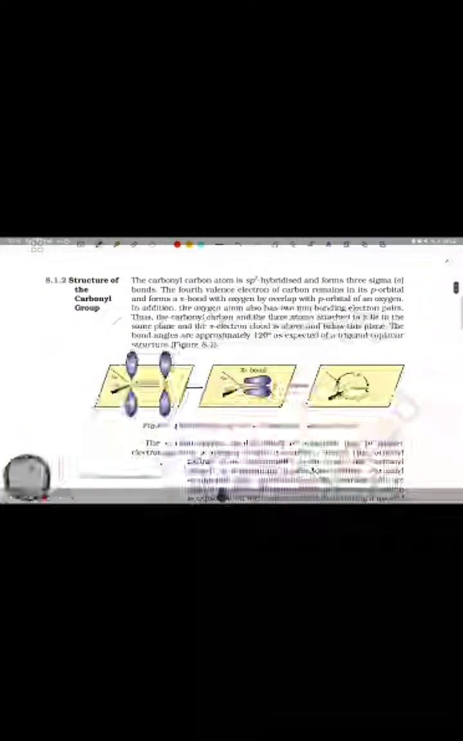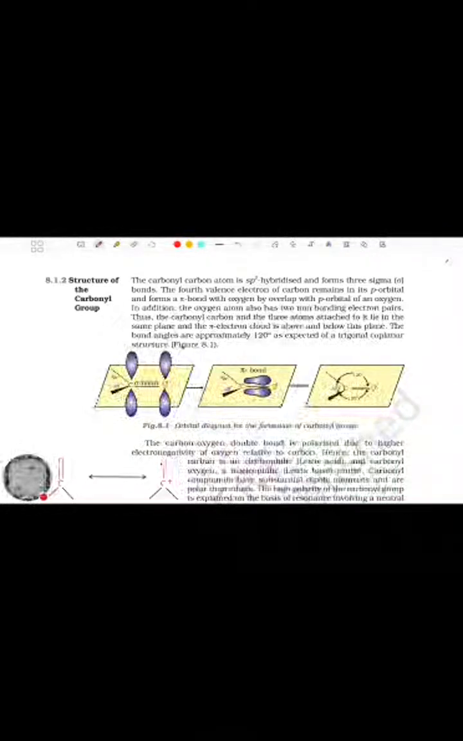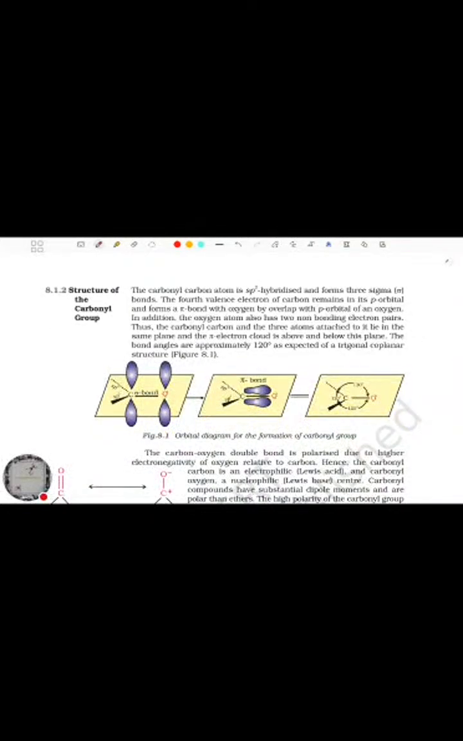Moving on from here, we'll enter into the structure of the carbonyl group. The carbonyl carbon atom is sp2 hybridized and forms 3 sigma bonds. So what they are saying is that the carbon atom is sp2 hybridized, and it forms 3 sigma bonds. The fourth valence electron of carbon remains in its p orbital and forms a pi bond with oxygen.